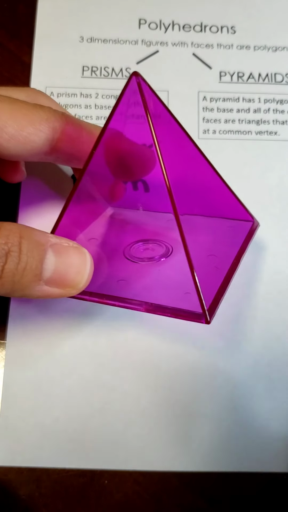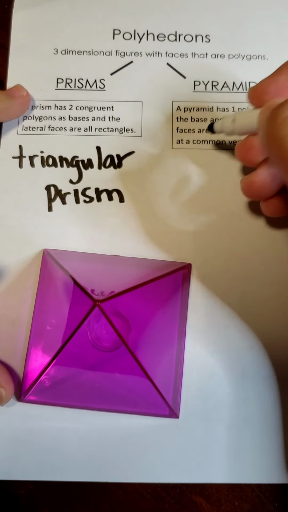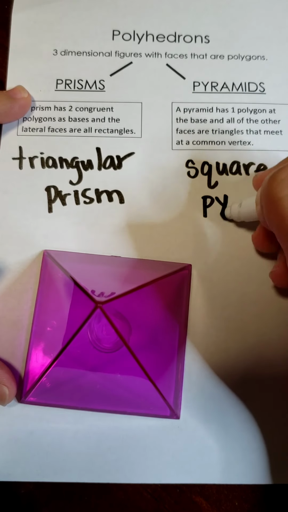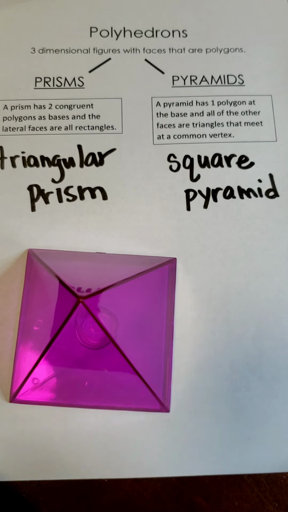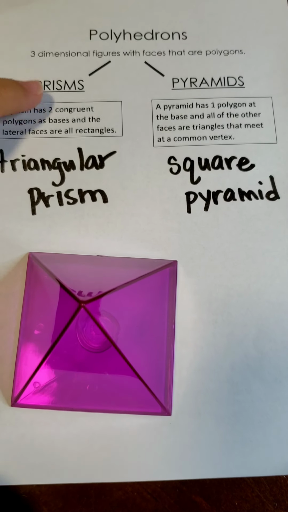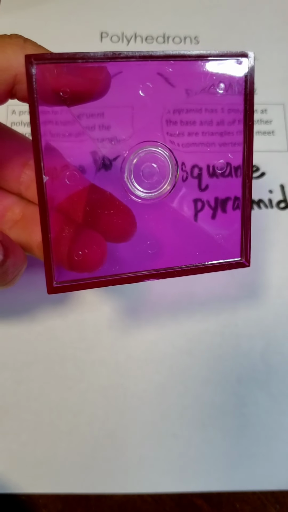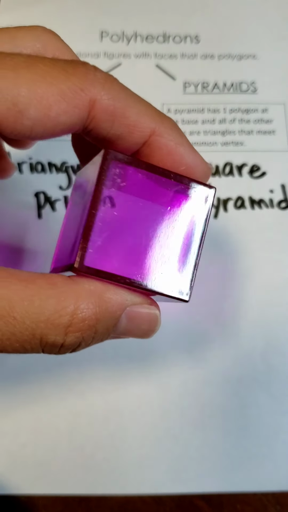All right. So in order to name this pyramid here, I'm going to look at the base once again. If I look at the base, the shape is a square. So my pyramid is going to be a square pyramid, because this is a pyramid. So the name of the polyhedrons, whether it's a prism or a pyramid, the name comes from the shape of its base.